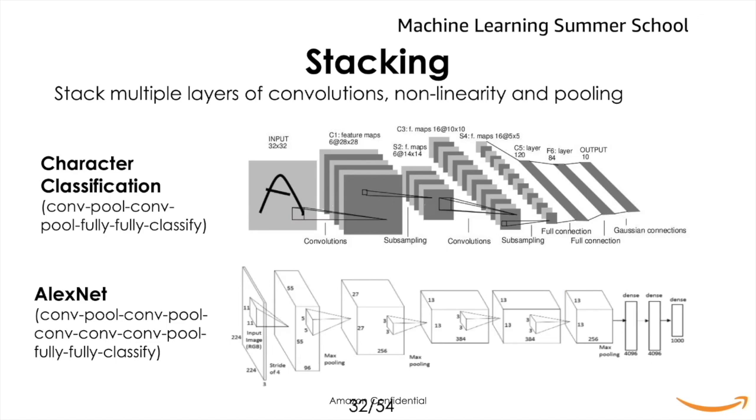And then again, another block of convolution, max pooling, non-linearity, and max pooling, and another, and finally 3 fully connected layers. Similarly, in AlexNet, this is LeNet. Similarly, in AlexNet, you have 1, 2, 3, 4, and 5 convolutional, nonlinearity and pooling blocks, followed by 3 fully connected layers.